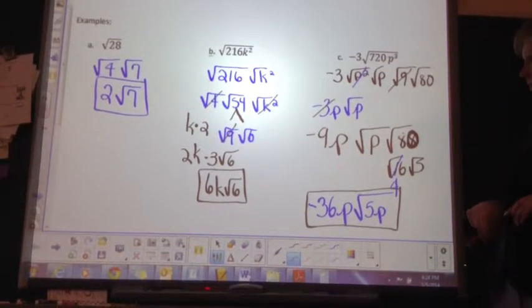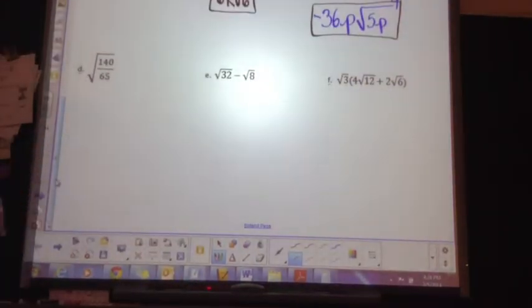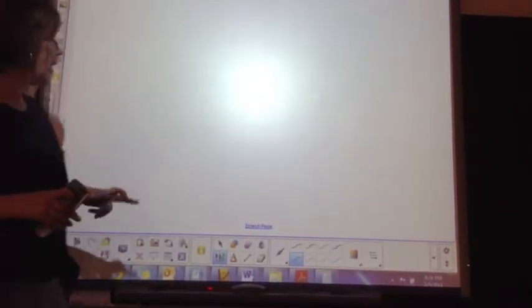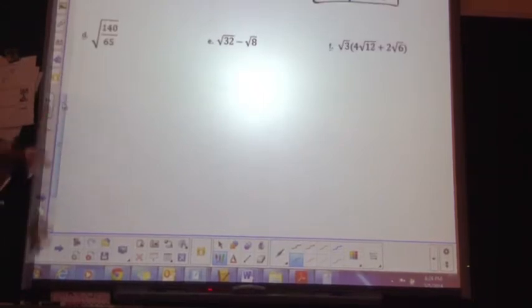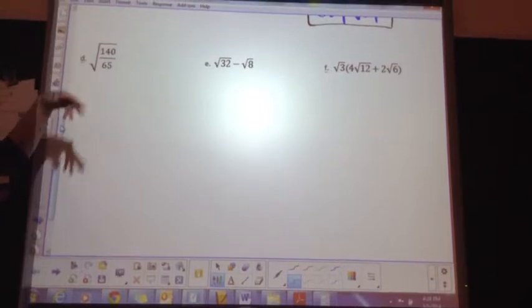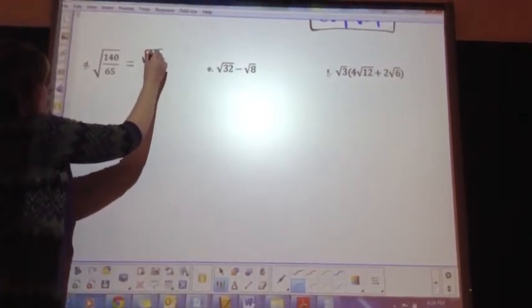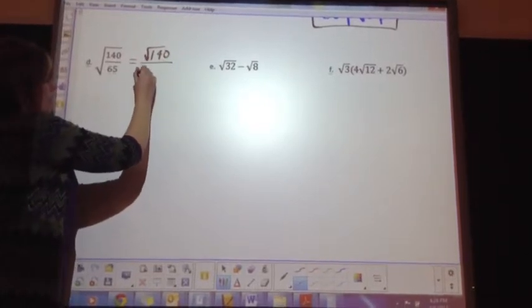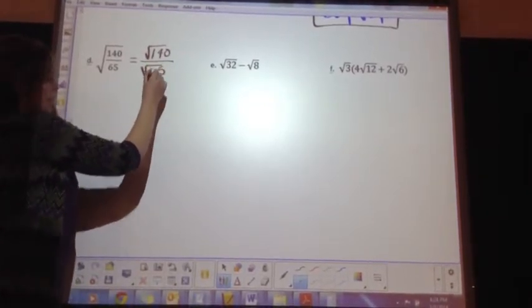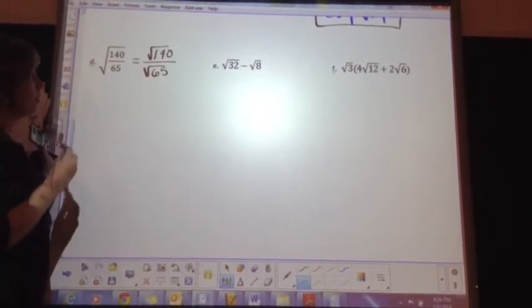All right? Okay, let's do 3 more examples. Okay, so remember when we have a fraction underneath the radical, we can rewrite that as the square root of something divided by the square root of something else. So this is the same thing as the square root of 140 divided by the square root of 65. And again, I just want to look for some perfect squares if I can.